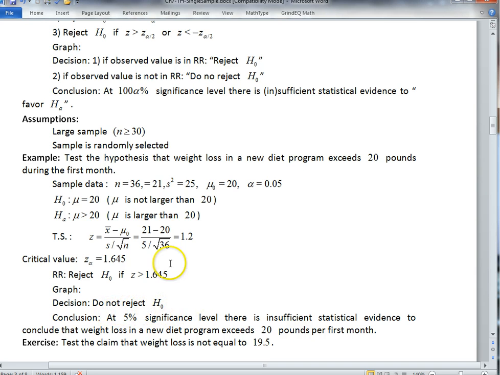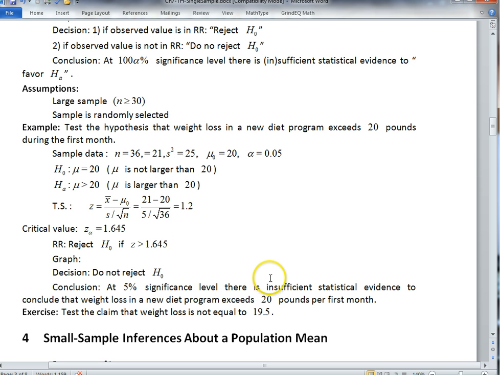So although my X bar, the average loss for the 36 in the sample, is 21, above 20, I cannot say with a great deal of confidence that my product will exceed 20 pounds in terms of weight loss for the overall targeted population. So my decision: do not reject H0.